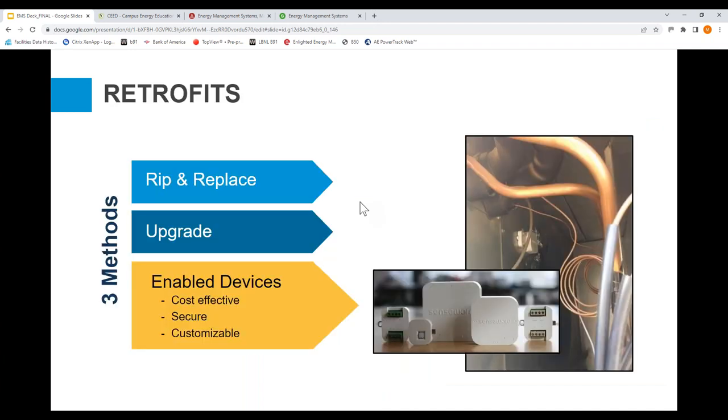Okay, well, what about existing buildings, retrofits, or maybe even small projects that don't have a BMS? On retrofits, I think these are the three things that I see the most of. There's probably also a couple other methods, but generally I will see us either rip and replace everything, attempt to upgrade it, or the last one, which is the one I like, enabled devices. We're showing a picture of Senseware, but there's plenty of manufacturers and brands out there.